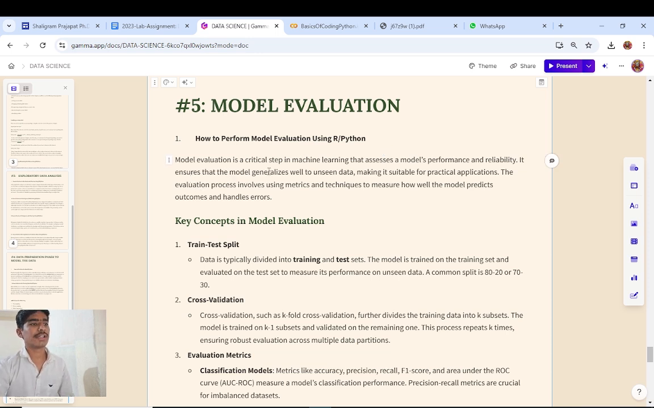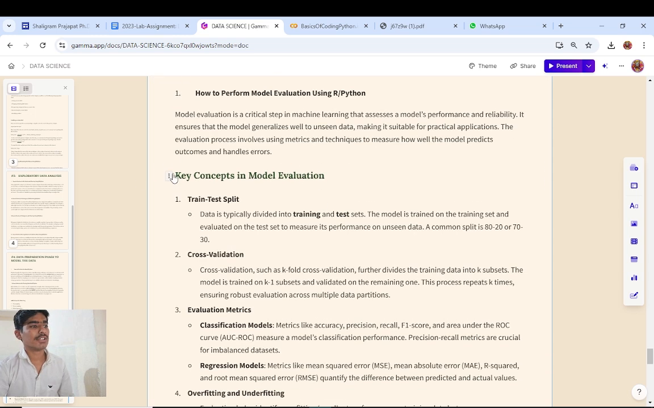Model evaluation is a critical step in machine learning that assesses a model's performance and reliability. It ensures that the model generalizes well to unseen data, making it suitable for practical applications. The evaluation process involves using metrics and techniques to measure how well the model predicts outcomes and handles error. There are a few key concepts in model evaluation.